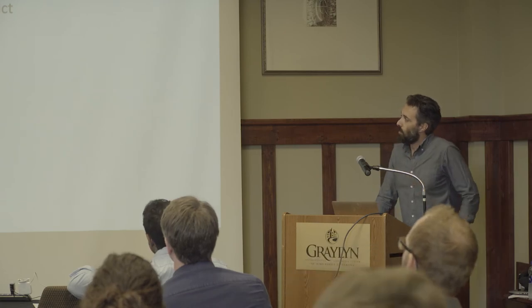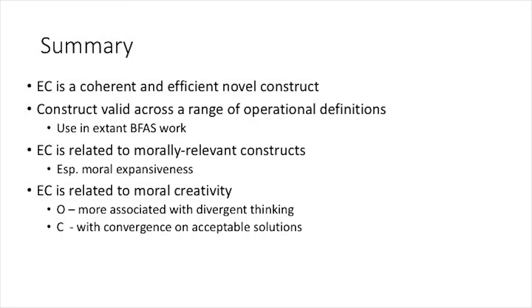So if I can just summarize, what we've shown so far is that enlightened compassion is coherent and efficient. It's construct valid across a range of operational definitions. I think it's particularly useful to explore this in the context of the BFAS, because there are lots of studies already out there that have used this measure. And if this is reliable, you can just revisit all that data, put these openness and compassion together, and go for it. So I think it's useful.